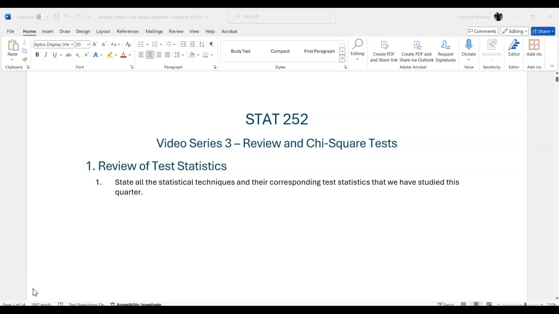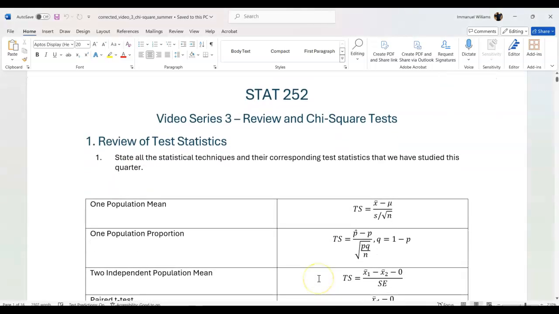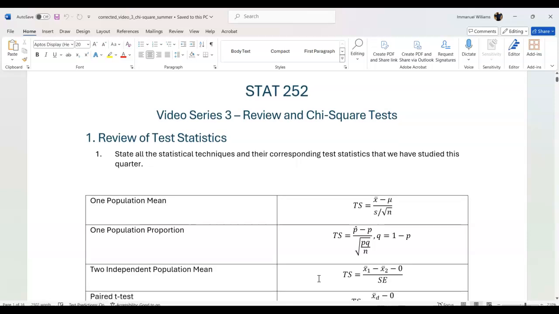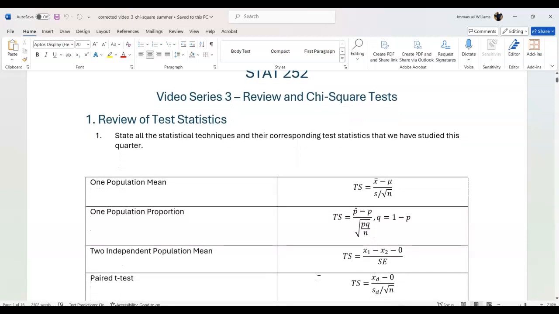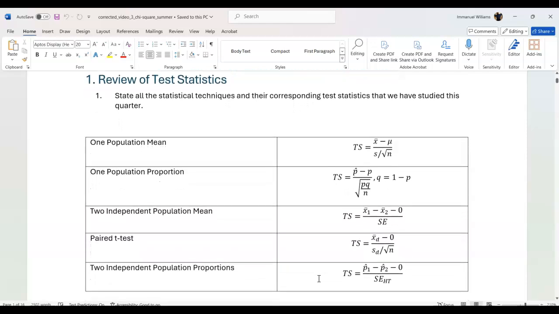But we're going to first read this: state all the statistical techniques and their corresponding test statistics that we have studied this quarter. I have not written this out directly, but you had to go through the notes to get them from the actual video. But I'm going to go ahead and just show you. So technically we've learned 5 different statistical techniques: one population mean, one population proportion, 2 independent population means, paired t-test, and 2 independent population proportions.